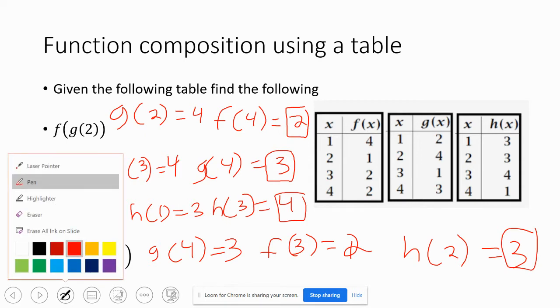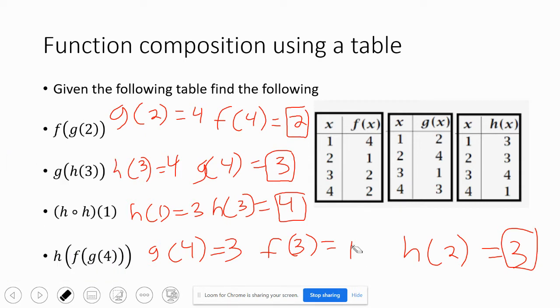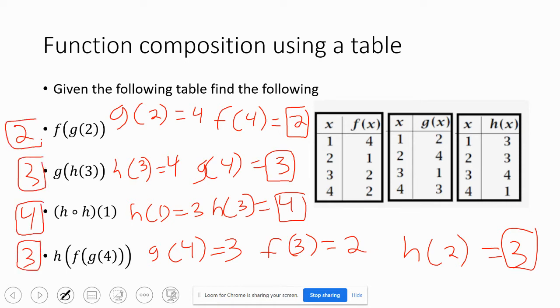So you use this chain to go through all the functions in a row, and that will be your answer. So your answer to the first one is 2. This one is 3. This one is 4. This one is 3. That's how function composition works for the table. That's the basic case. You go from the most inner to the outer. We'll go on to another type in the next slide. Copy down what you need to. I'll continue in a moment.